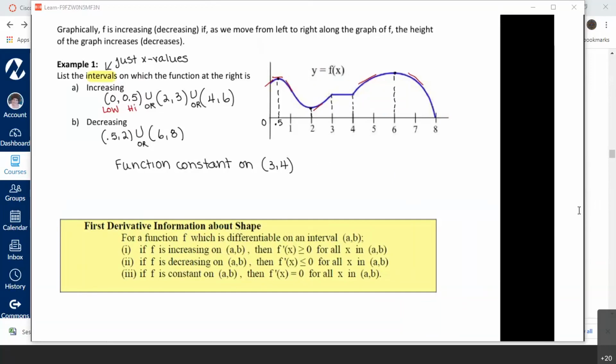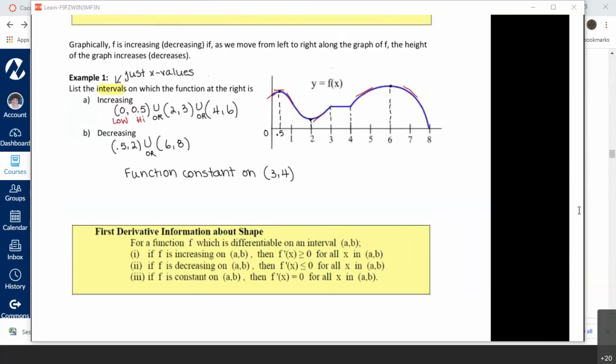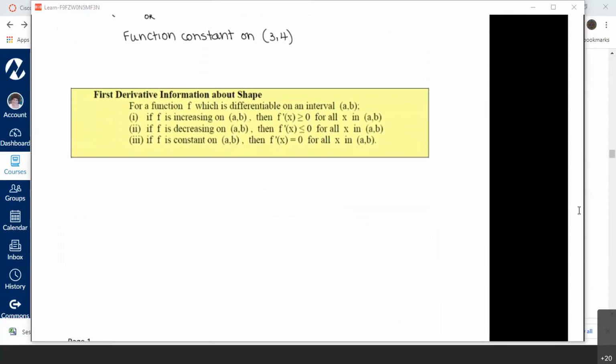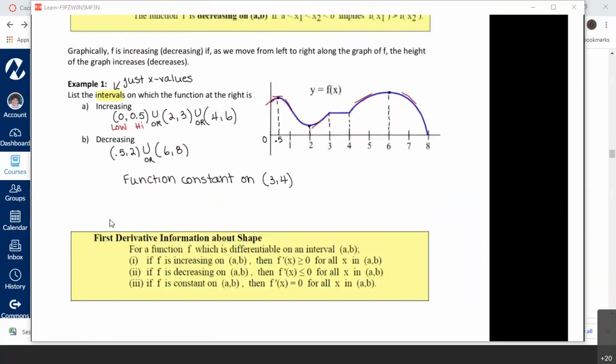Good. Okay, so what does the derivative tell us about increasing, decreasing? If a function is increasing, then its derivative will be positive for all x in that interval, right? So again, in these intervals, this function will have a positive derivative. If it's decreasing, then in those intervals, that function will have a negative derivative.